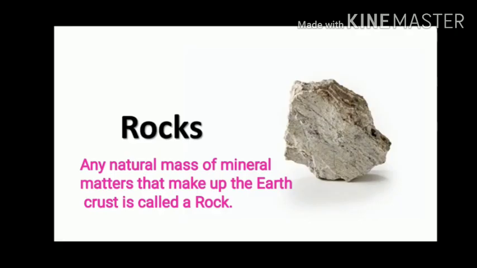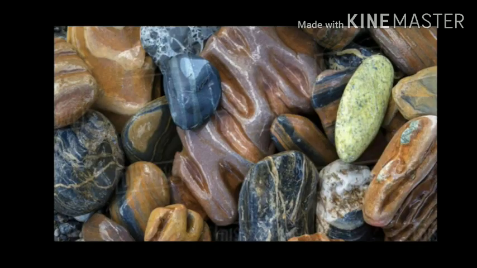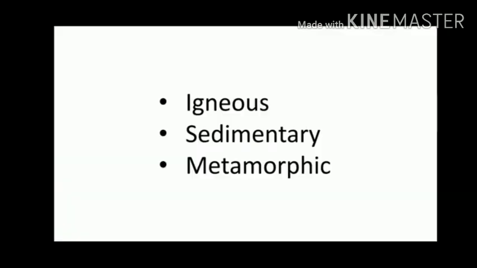Now we know that the earth's crust is made up of various types of rocks. So what is rock? Any natural mass of mineral matter that makes up the earth's crust is called rock. Now rocks can be of different color, size and texture. There are three major types of rocks, that are igneous rocks, sedimentary rocks and metamorphic rocks.